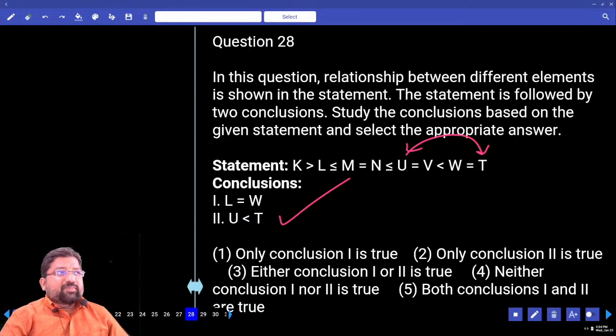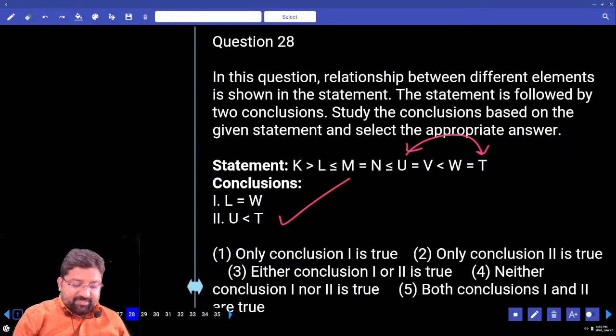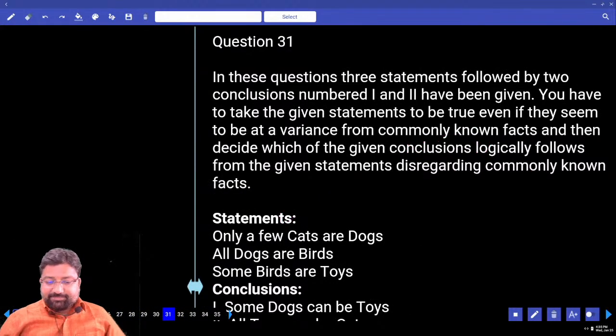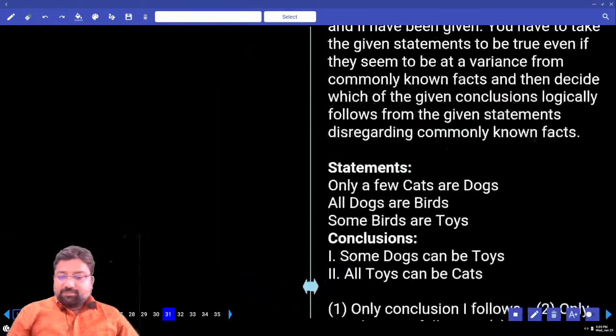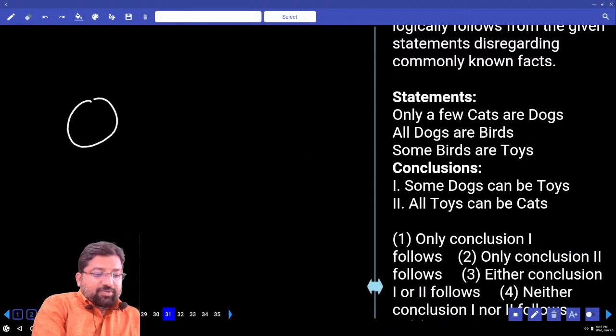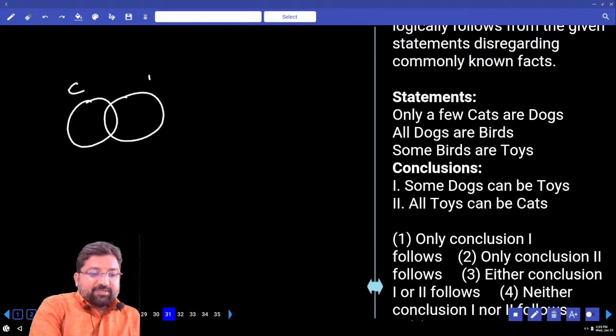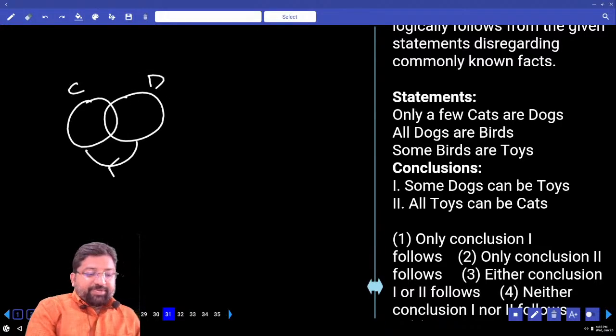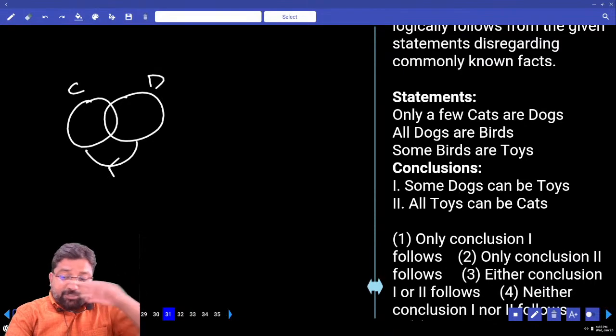Clear? Next we'll try to solve syllogism questions 31 to 33. Right. What is this here? Only a few cats or dogs. Only a few cats or dogs. Arrow mark from B to A. Only a few cats or dogs. Next.